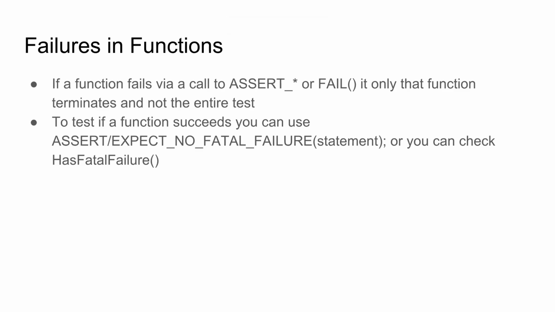One other thing that's kind of weird is when I was first reading this, I would assume that if you had a fatal failure inside of a function that you called, that my entire test would just be killed. It doesn't, it just kills that function. So watch out for that if you're working with this. The way that you can test to see whether the function that you call failed or not is by using assert or expect no fatal failure, or you can check the HasFatalFailure member method.